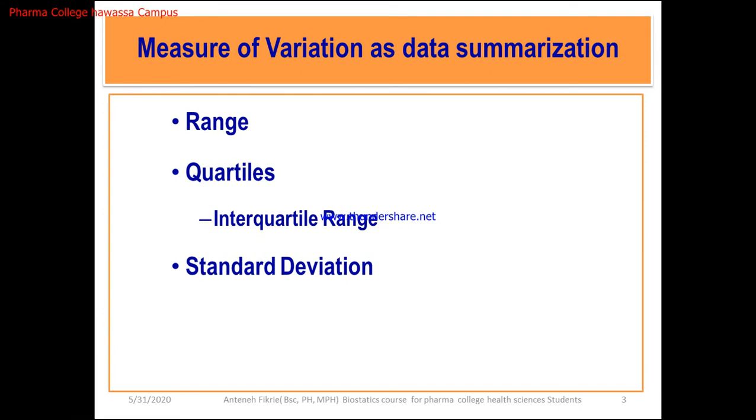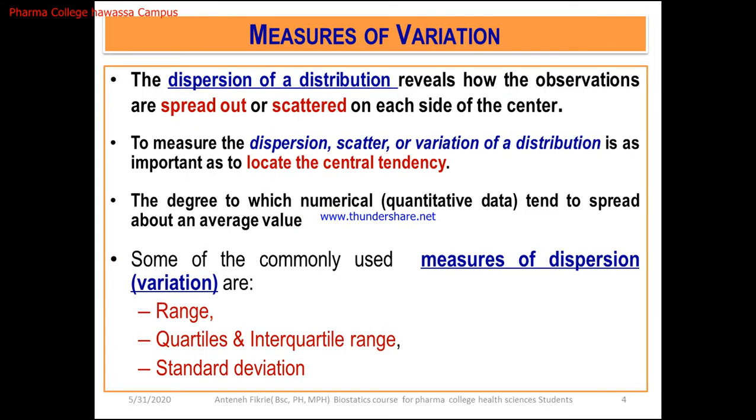There could also be the variance, even though it's not customary or familiar in biostatistics, and percentiles and deciles could also be used, but we are only focused on the most important measures of variation which can be applied in biostatistics. As you know, the measure of variation is spread. The dispersion of a distribution reveals how the observations are spread out, varied or scattered on each side of the center, that means from their mean.